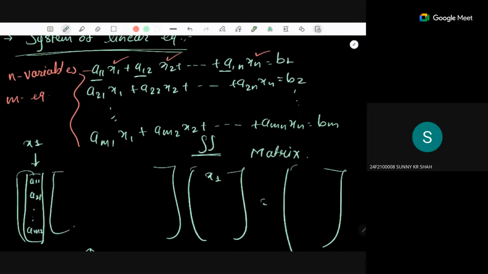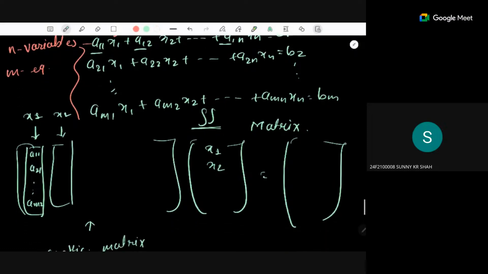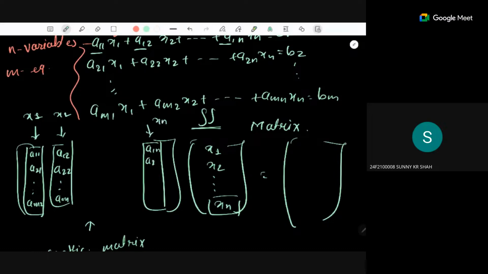Now the second column: if I write x2 here, then the second column will contain the coefficients of variable x2. So that means we will take a12, a22 up to am2, right? And similarly, if the last variable is xn here, then the last column of this matrix will contain the coefficients of xn, which are a1n, a2n up to amn.